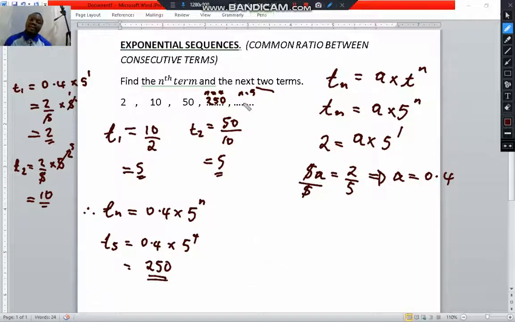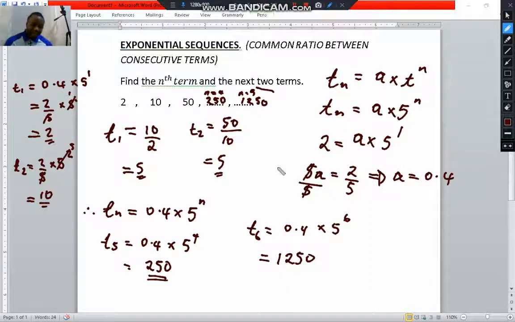We also now need to find the 6th term, which is going to be T6 equals 0.4 times 5 to the power of 6. If we do that nicely, we would find that this gives us 1250. So if you look at this nicely here, all these obey the common ratio rule. If you want, you can say 250 divided by 50, it will still give you 5. You can say 1250 divided by 250, it will still give you 5. So this kind of sequence is a very nice one, and according to me, it's one of the easiest sequences that you can come up with and try to find its nth term.